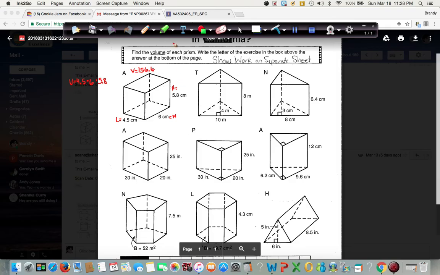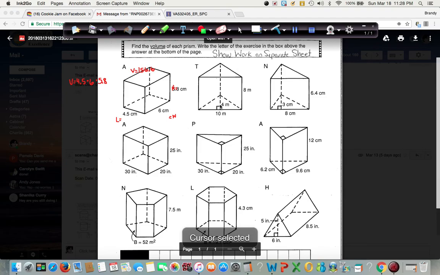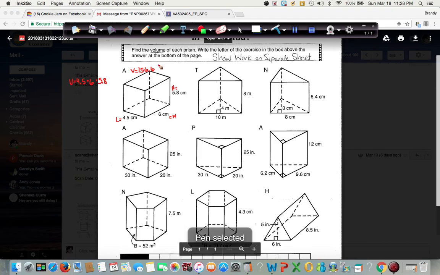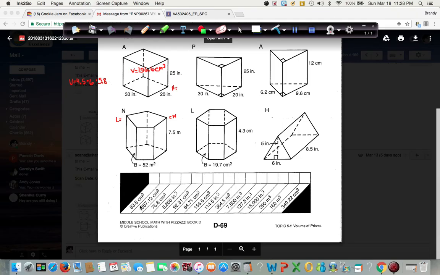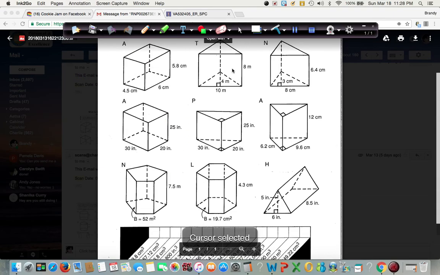Okay? So what you would do now is come down here to the bottom, and this is going to be centimeters. Let me write that down. Because it's volume and we're multiplying three dimensions, we're going to say centimeters cubed. So all volume is cubed. So we're going to come down here, and I will find 156.6 centimeters cubed, and you would write the letter A in this box right here. Okay, makes sense? All right, I'm going to clear this out, and we'll go back up here and look at the next one.